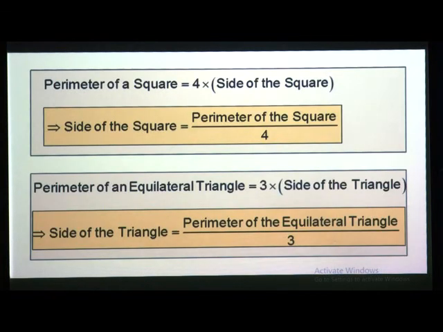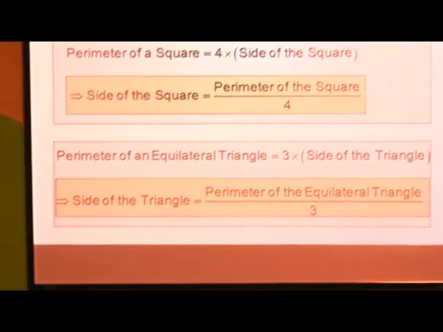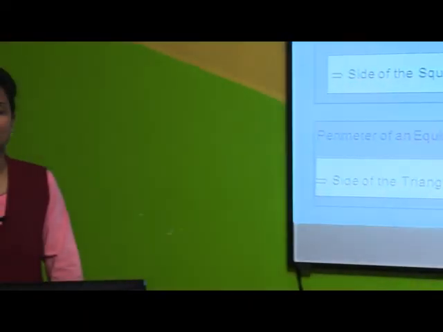So, let us stop here. We will see the area in the next lesson. Till now we have seen the perimeter of a rectangle, square and equilateral triangle. We have seen the different formulas. We have solved a few examples. I hope you have understood the lesson. You can practice the sums given in your textbooks.